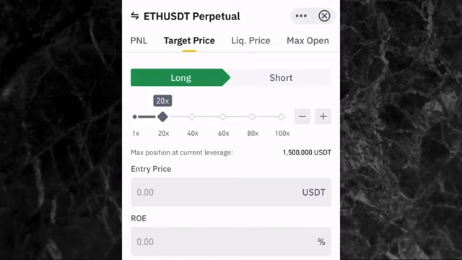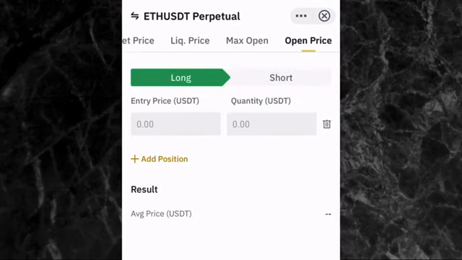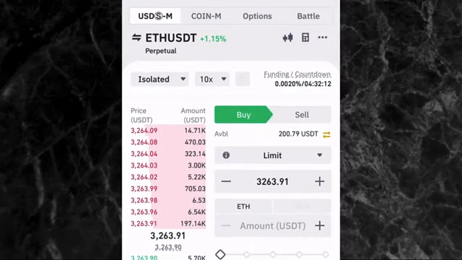For target price, just pick your leverage, enter your entry price, and enter your ROE, that's the percentage you wish to make. If it's 10%, enter 10%, and it's going to show you the target price at which you should take your profit. You can also calculate for liquidation price, max open, open price, and so on. I don't want to do all of this because it will make this video too long. So let's go back. That's how you can use the calculator icon, and it is very, very useful.